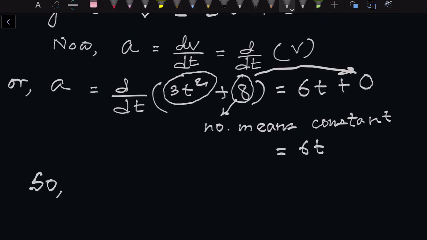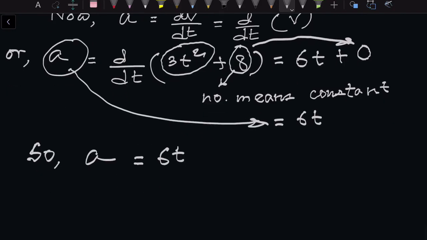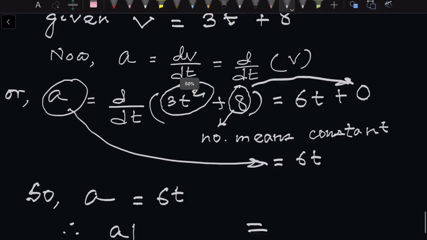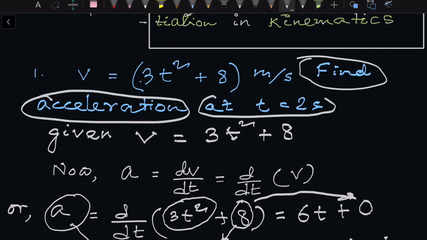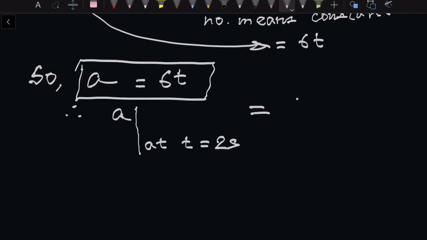So acceleration is 6t. That means it depends on time. Time to time it will change. Now acceleration at a special time, 2 seconds. See here, you have to find acceleration at 2 seconds. Now let us put 2 in place of t. So 6 into 2, that is 12 meter per second square.